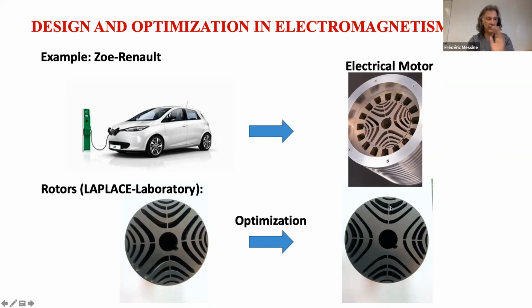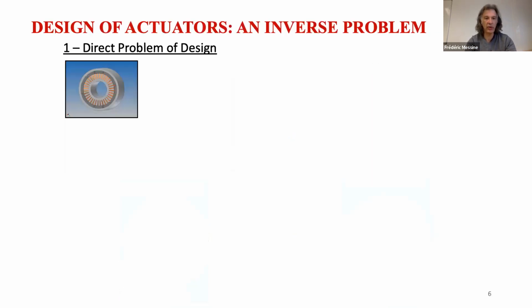You have the same number of flux barriers. You don't change a lot the topology of those kinds of motors. So you have to keep that in mind. Okay, that's a first example.